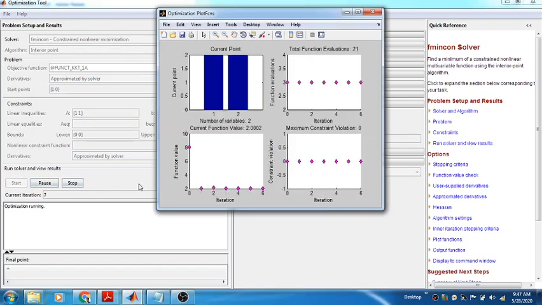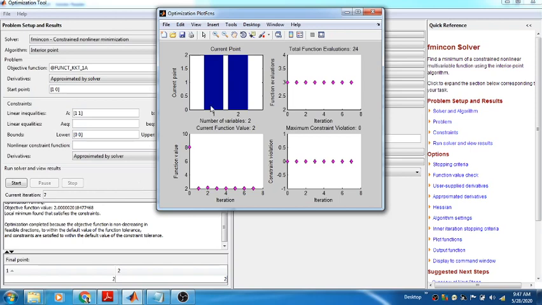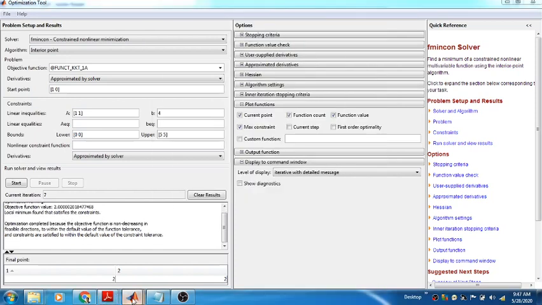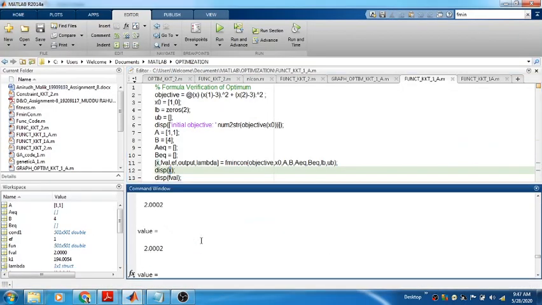Let's see how it's running. You see the value of the first is 2 and this one is 2. And the function value it is telling you, and it is converging every time, right? You can see here also, after how many runs, you can see every time it is telling you the iteration and the value, and all these things.